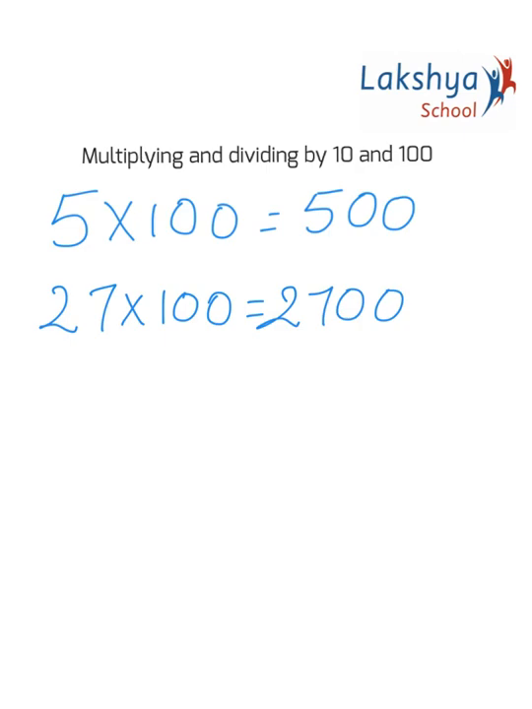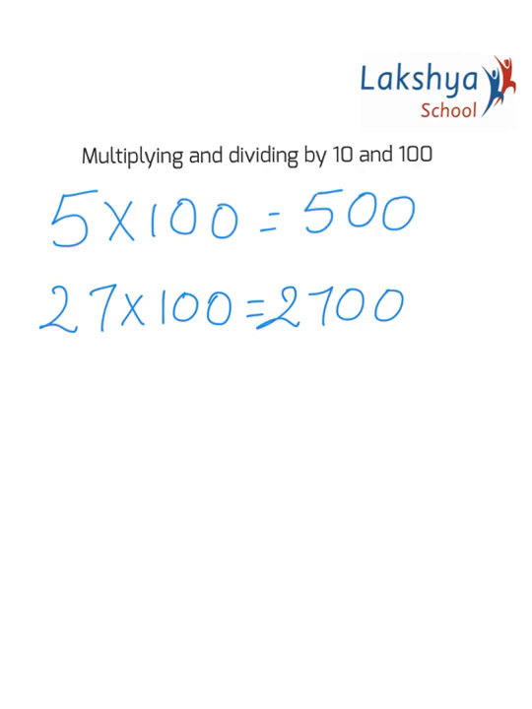Now let's see what happens to the same numbers when you multiply by 100. 5 multiplied by 100 gives you 500. Here you see that the digit 5 has moved 2 steps to the left.